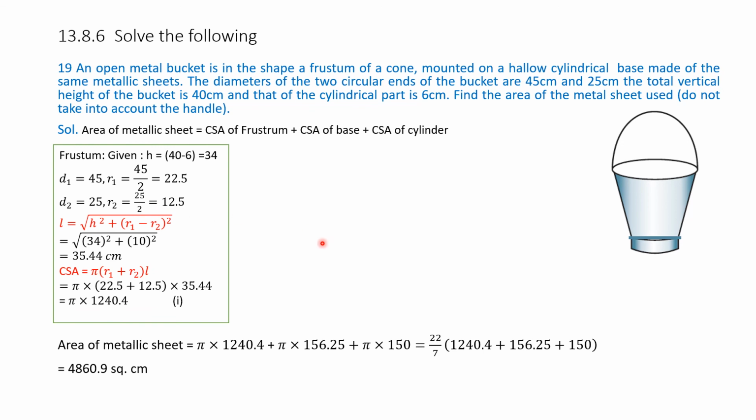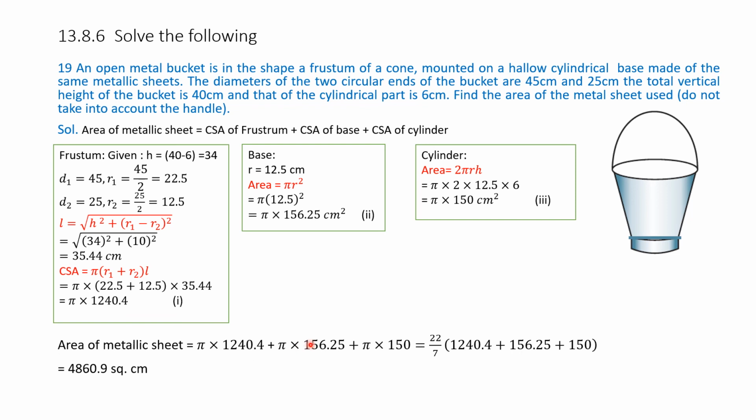Adding these 3, we will get the area of the metal sheet. Therefore, area of the metal sheet is given by pi into 1240.4 plus pi into 156.25 plus pi into 150. That is equal to pi into (1240.4 plus 156.25 plus 150). Simplifying and putting the value of pi as 22/7, we get area of metallic sheet is equal to 4860.9 square centimeters. Please do these calculations yourself and check whether my calculations are okay. Here the question ends because he has asked only the area of the metal sheet.